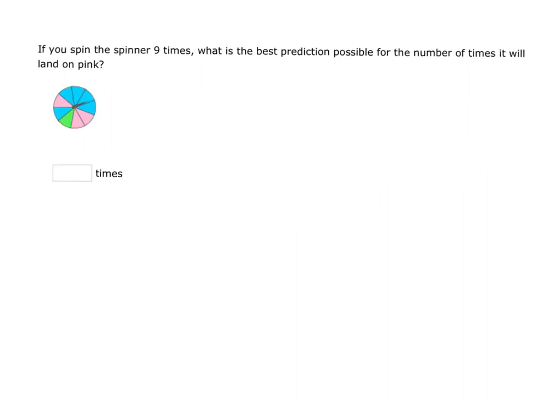If you spin the spinner 9 times, what is the best prediction possible for the number of times it will land on pink? So this is a new spinner, so I'm going to count 1, 2, 3, 4, 5, 6, 7, 8, 9. This has 9 sections. Landing on pink, I can see that there are 3 out of 9, so I'm going to say 3 times.